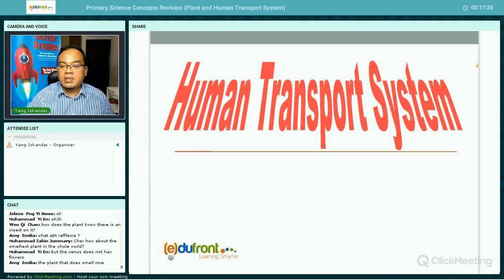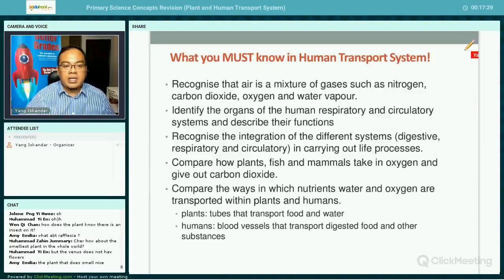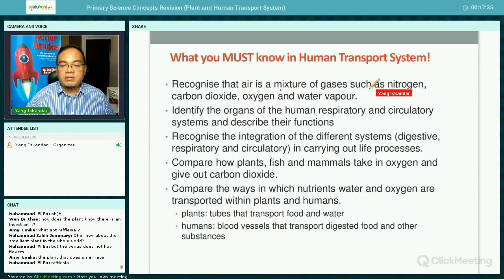Move on to the next topic, which is the human transport system. Okay, so this is what you need to know in the human transport system. You must recognize that air is a mixture of gases such as nitrogen, carbon dioxide, oxygen, and water vapor. So you need to know the composition of the air around us. The air around us consists of what kind of gases?